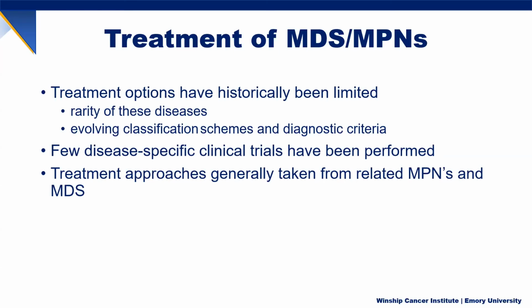It's just an overview. Treatment options, as I alluded to before, have historically been somewhat limited in these diseases, and that's partly due to how rare they are. Partly due to, again, some of these diseases not even having names until the last 10 to 15 years. And so it's been harder to, for example, do specific clinical trials to look at these diseases by themselves. Occasionally a small number of these patients got into trials, for example, of MDS. And really that's how treatment has historically been done: we just treat patients like how we treat MPNs or how we treat MDS.